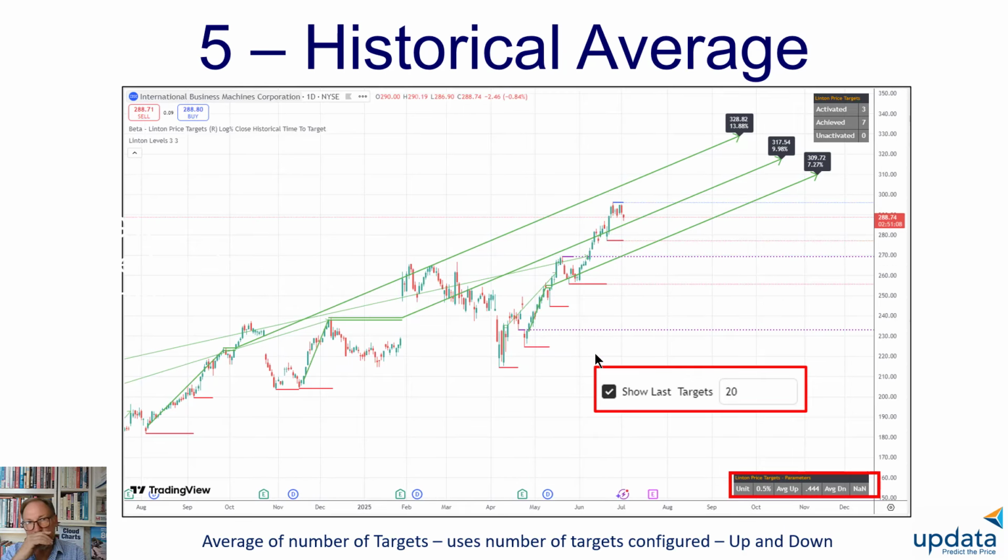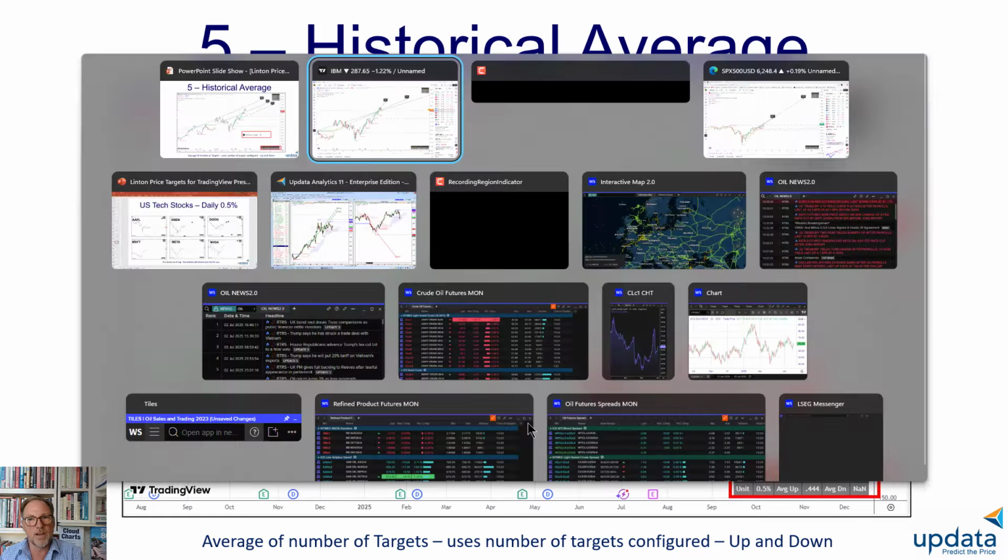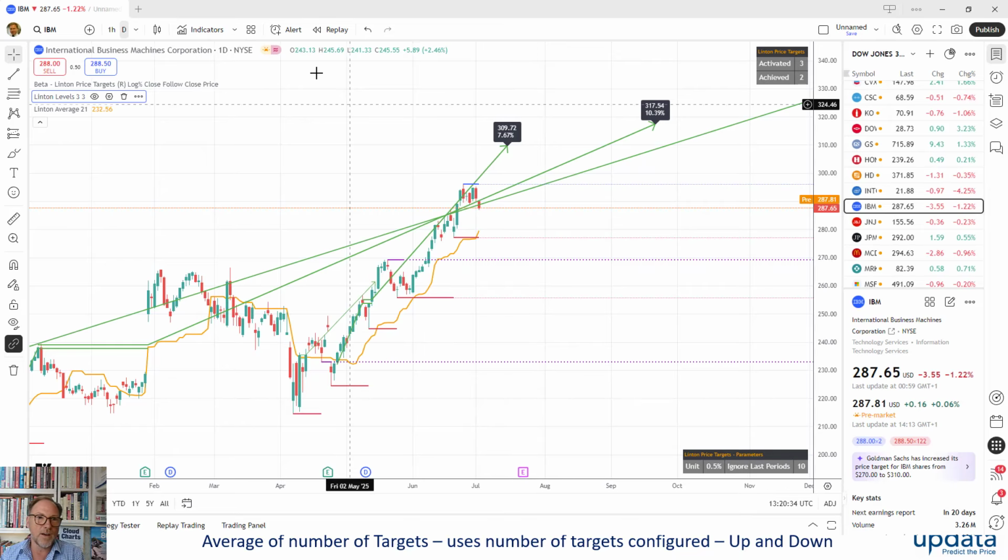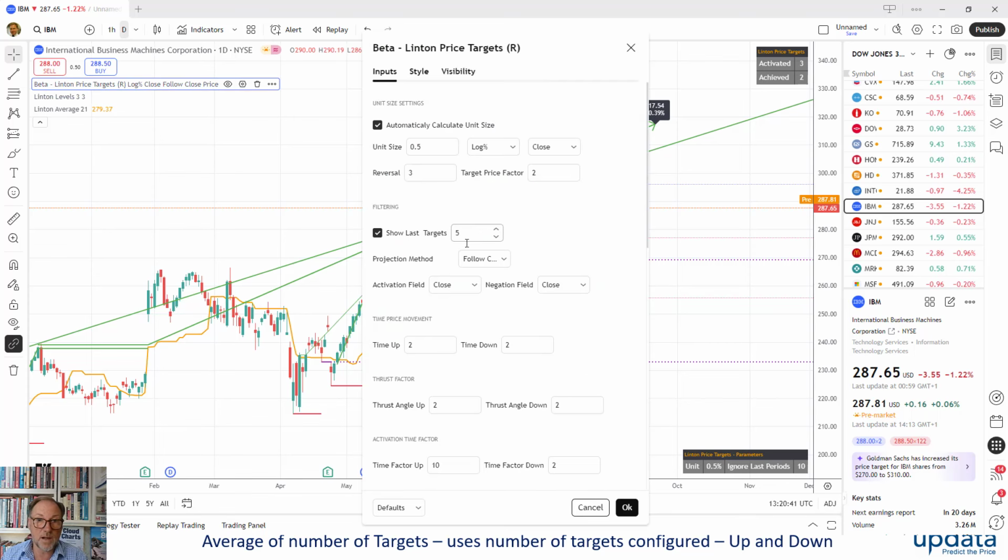The last one is the historic average. So the number of targets you've got configured, I normally have mine set to 5 because I don't really want to look at lots of targets, and they have got to all be calculated as well. TradingView is using this Pine script. It's a bit slow, I'll talk about that in a minute. The more targets you're calculating, the longer it's going to take.